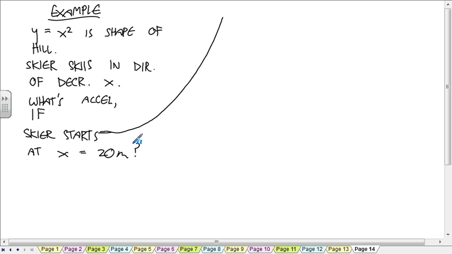Okay, so this is an example to kind of motivate where a lot of these kinds of problems might come from. Based on physics 1, how would we solve this problem?